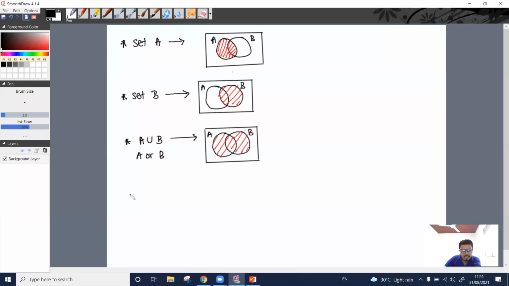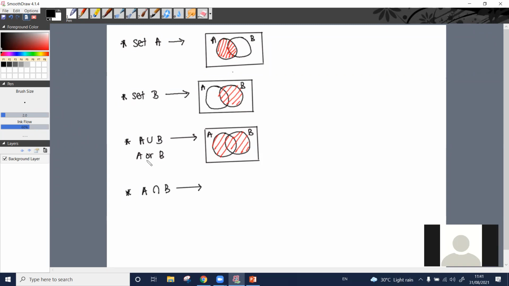Likewise, if we take A intersection B. This symbol we call what? Yes, sir. Right.